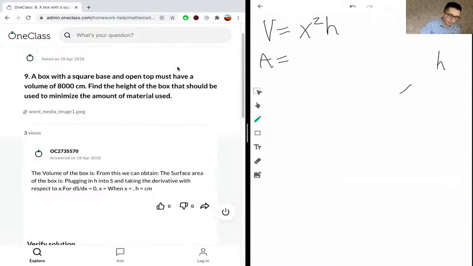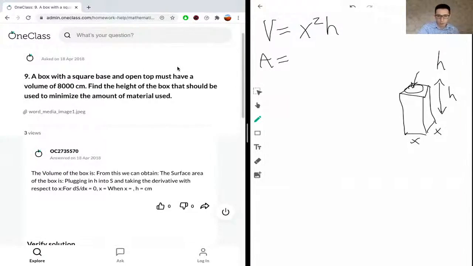So we have some box. We don't know the height, but we know the base is x times x. So x times x is x squared times the height gives us the volume. Some information given in the question says it's an open top, so there's no area on the top. It's only the four sides and the base that we're calculating.